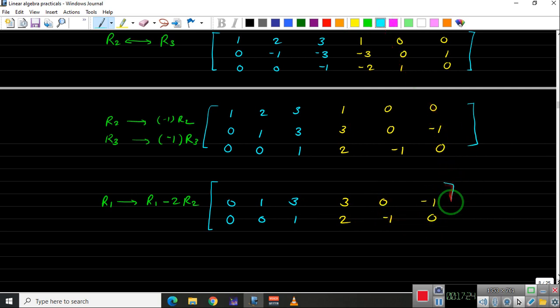Okay, now our R1 changes. R1 changes by 2 times R2. Right. So 1 minus 2 times 0 will be 1 here.